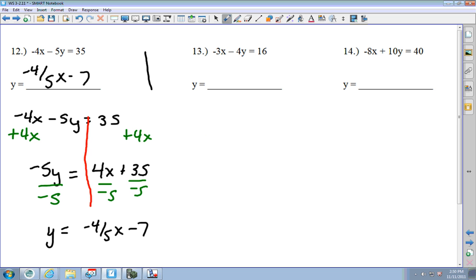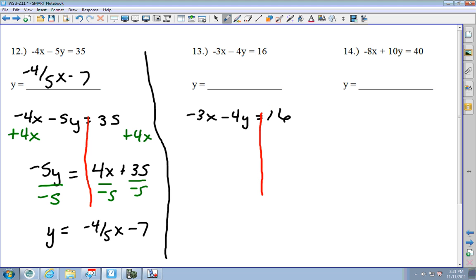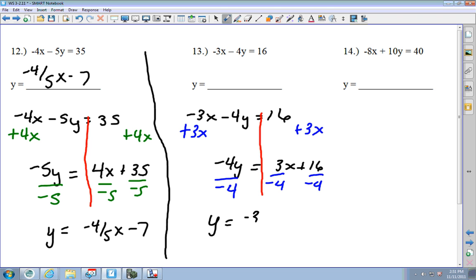Next one, I get negative 3x minus 4y equals 16. I'm going to add 3x to each side. I get negative 4y equals 3x plus 16. I'm going to divide by negative 4. I get y equals negative 3/4 x minus 4.